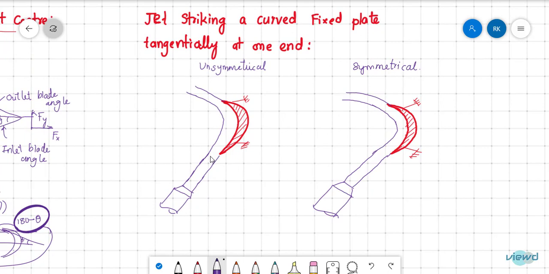Now let us see the first unsymmetrical case. With V, it is entering here, and as it is entering tangentially, first we need to understand what is unsymmetrical. Unsymmetrical means the inlet angle and outlet angle are different. So let me say this is phi, and this is theta. So phi is outlet blade angle and theta is inlet blade angle.